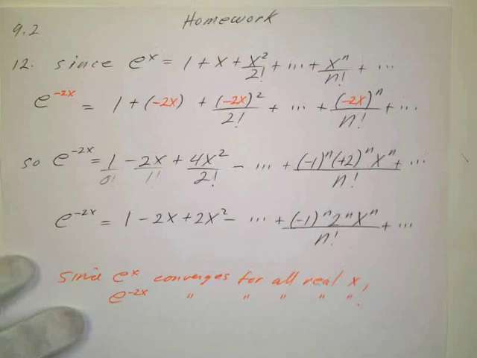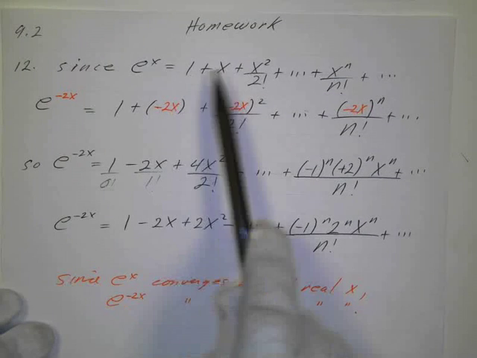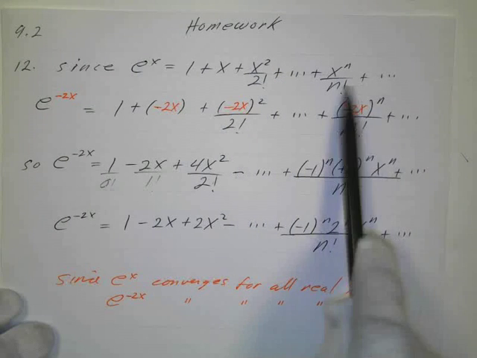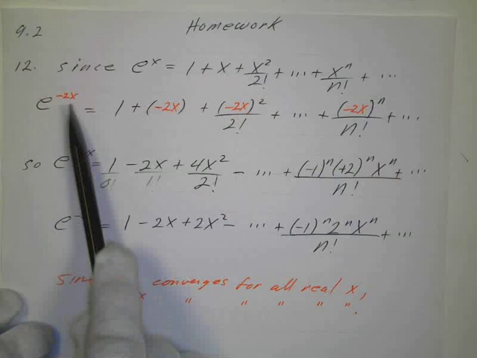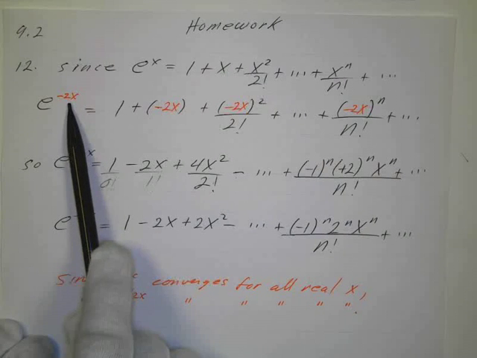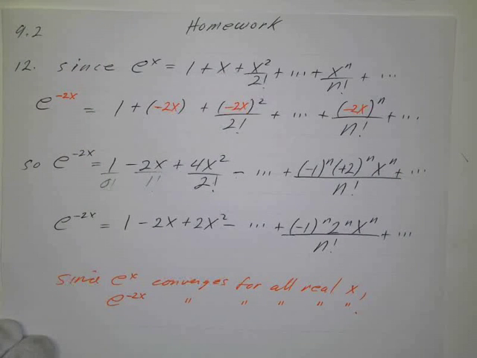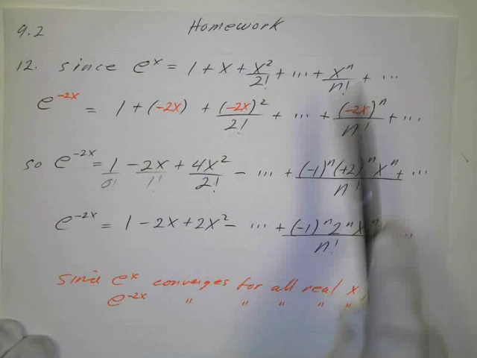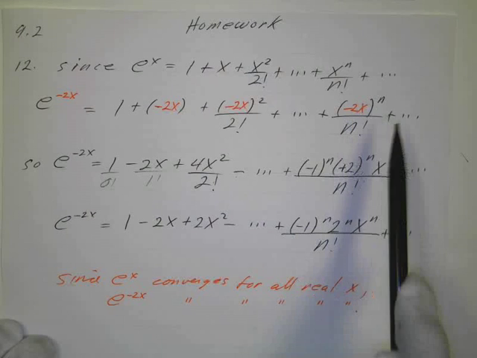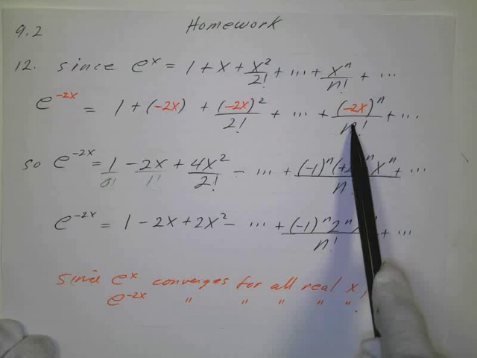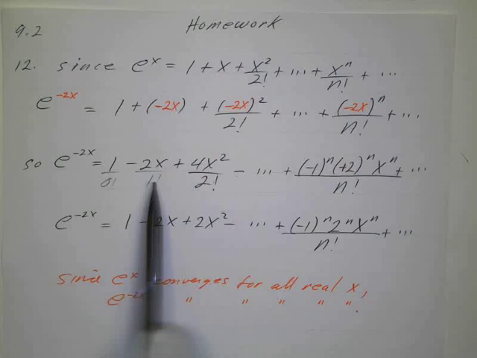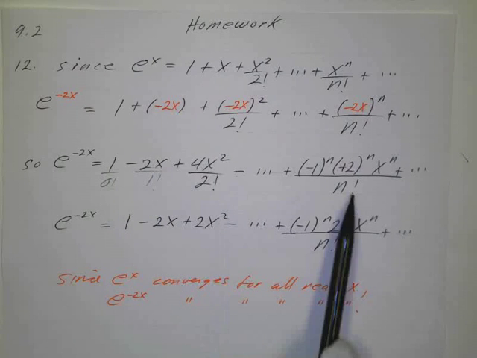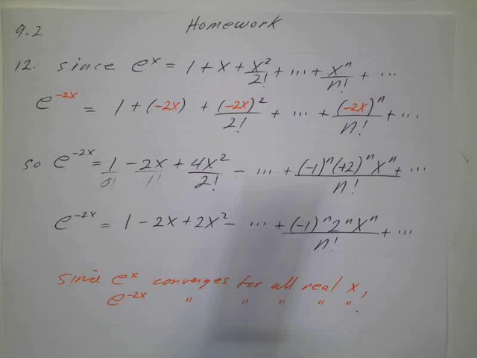Since e to the x equals 1 plus x plus x squared over 2 factorial, etc., all the way to x to the n over n factorial, then all I have to do to find out what e to the negative 2x is, every time I see an x, I put a negative 2x. So 1, negative 2x, negative 2x squared over 2 factorial, all the way out here to negative 2x to the n over n factorial. So I can look at a general idea, and I've got 0 factorial, 1 factorial, 2 factorial, so I still have the n factorial, so that's not going to change.